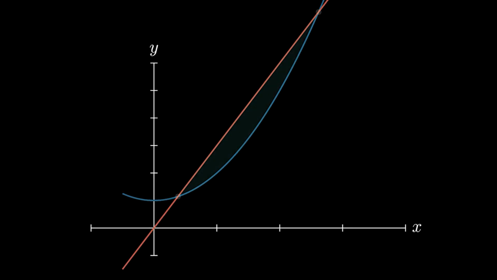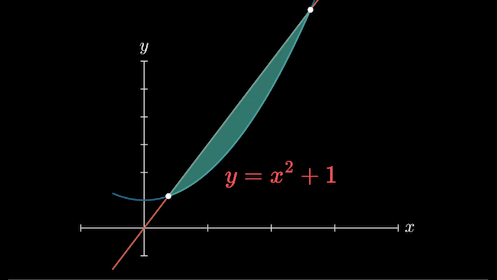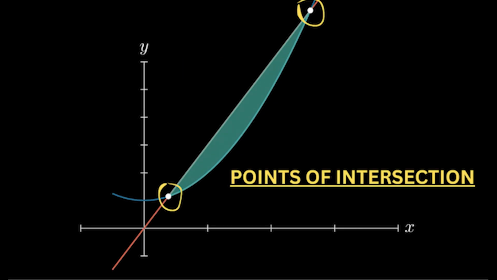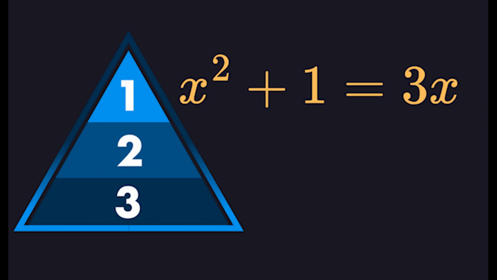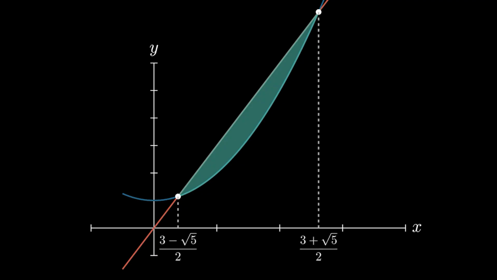Okay, so let's say we're given an example that says to find the area between the curve y equals x squared plus 1 and the line y equals 3x between the points of intersection. Okay, we first solve x squared plus 1 is equal to 3x, and from that we find that the upper bound is 3 plus root 5 over 2, and the lower bound is 3 minus root 5 over 2.